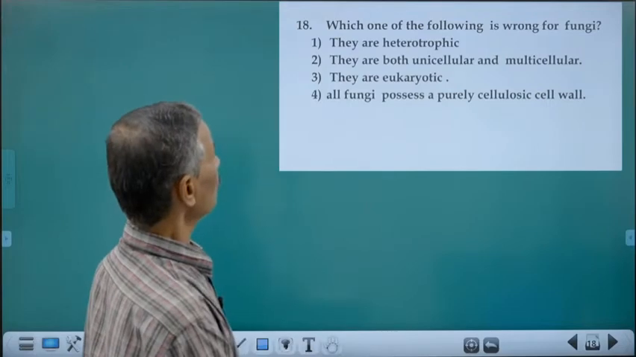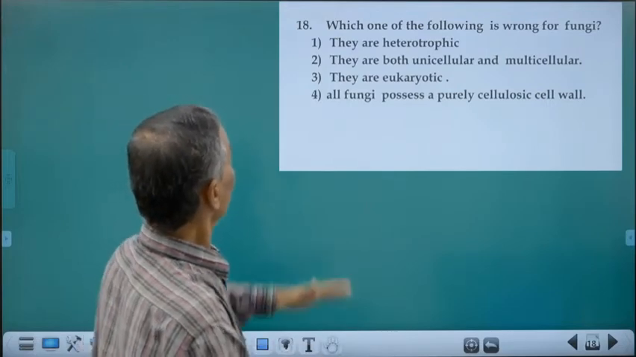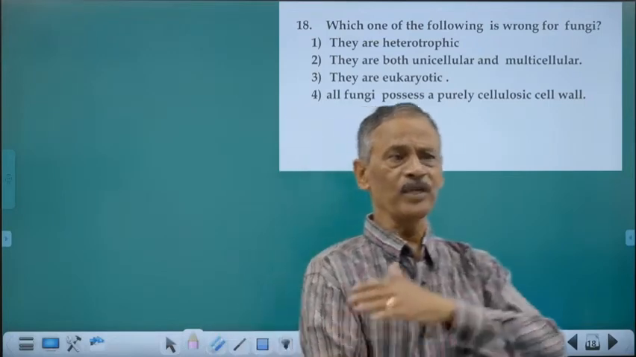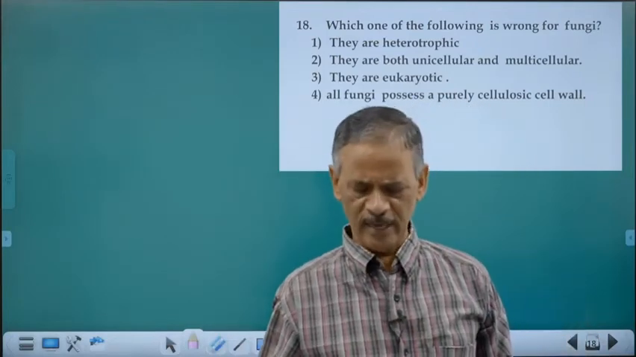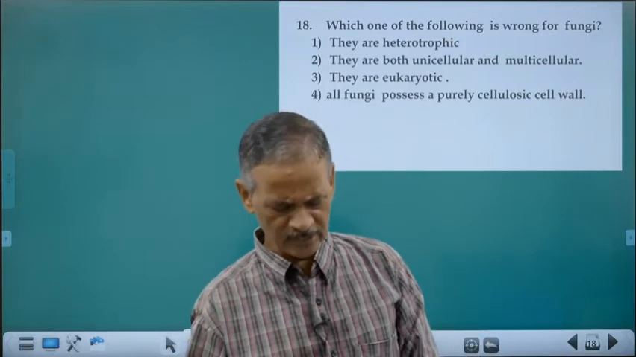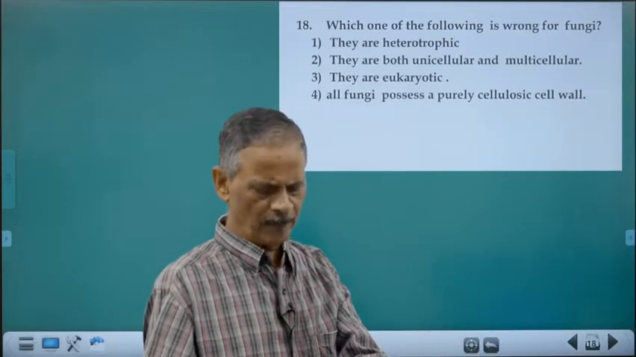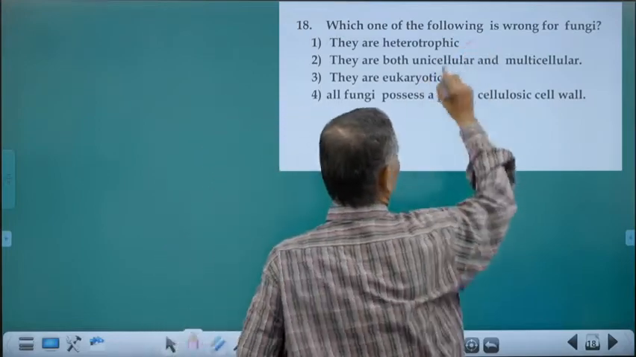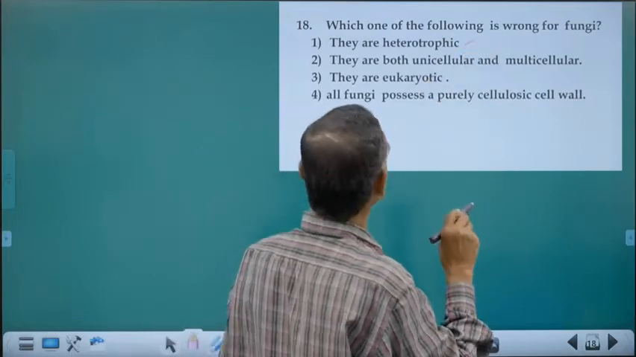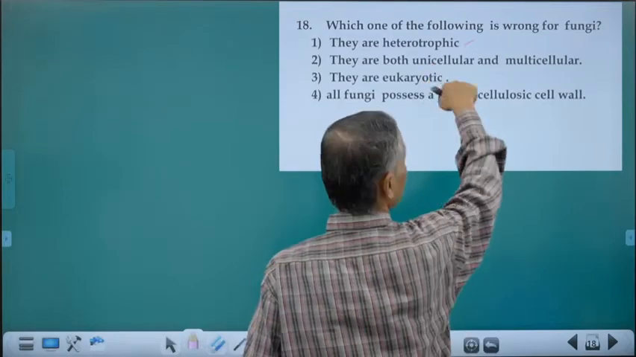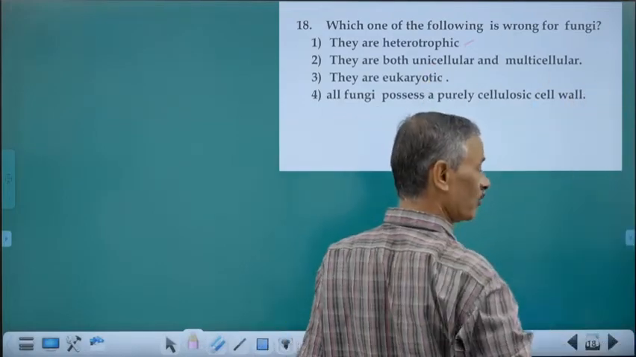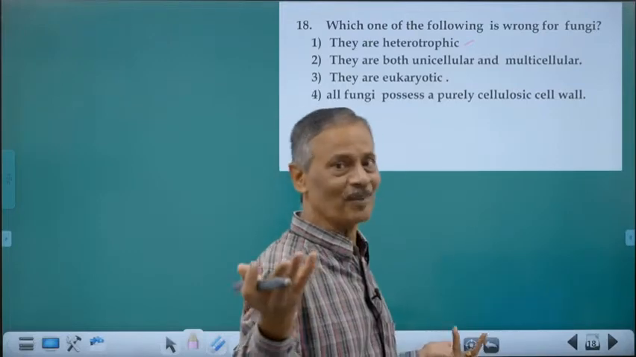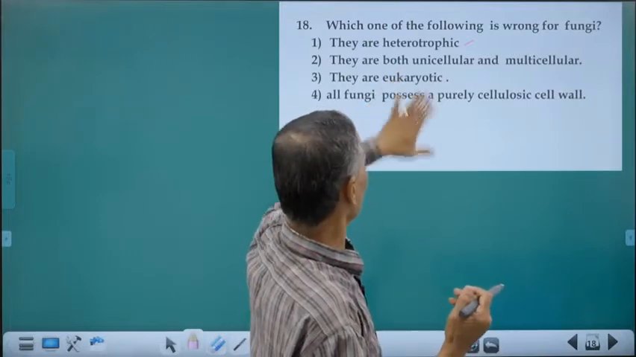Which of the following is wrong for fungi? They are all heterotrophic. Heterotrophy is a type of nutrition where they depend on others. They cannot produce their own energy. That's a correct statement. They depend on others, maybe a living one. Some of them are parasitic and some are saprotrophic. Most of them are saprotrophic. Anyhow, they are all heterotrophic.